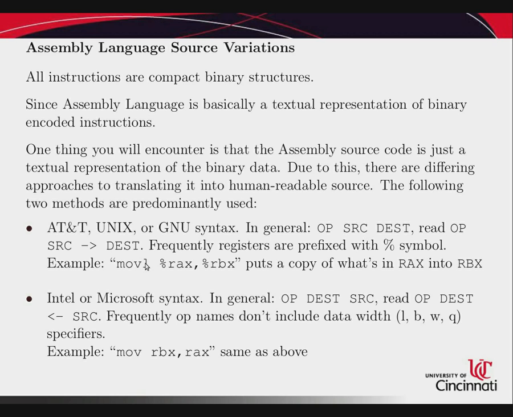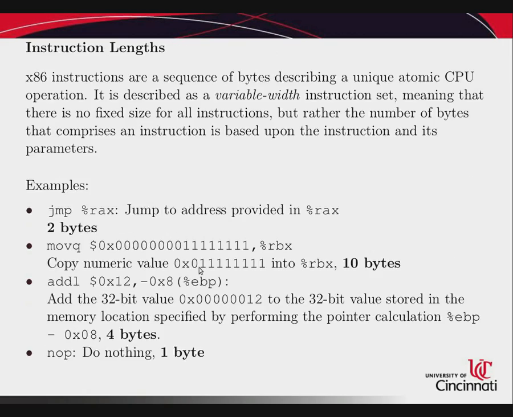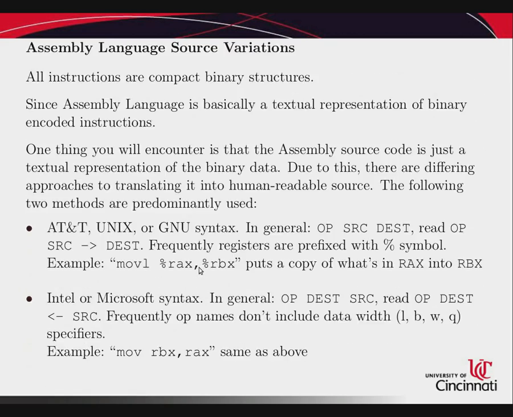And apologies, this should have been a mov Q, not a mov L. I'll make sure that I fix that. But the concept stays the same. In this case, you'll take whatever was contained in RAX, and then you'll make a copy of it and put that copy into RBX, overwriting anything that was in RBX, which is the name of your register.